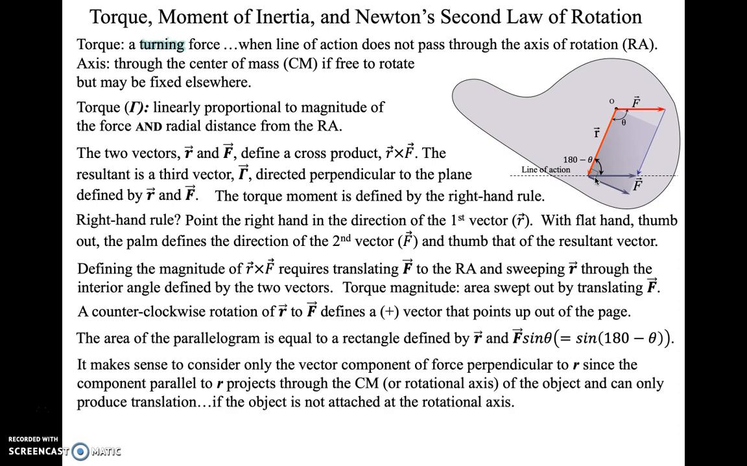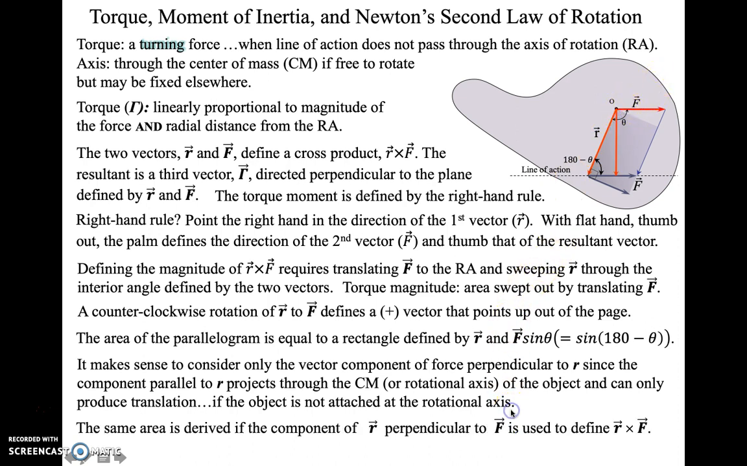Now it makes sense to consider only the vector component of force that's perpendicular to the radius, since the component parallel projects to the center of mass and can only produce translation if the object was not attached at least to a rotational axis. So if this point wasn't fixed, you can imagine this force here has a component that points up and to the right. If this object was free to rotate or free to move, then it wouldn't just rotate, it would actually rotate and translate somewhere in this direction at the same time. Some kind of complicated motion, but it would also move to the upper right. We don't have to worry about that in here.